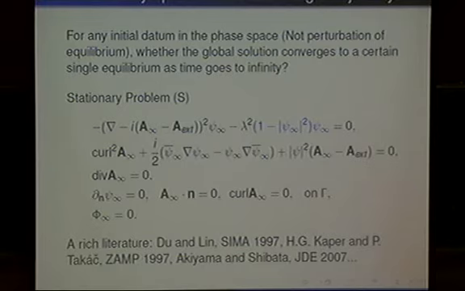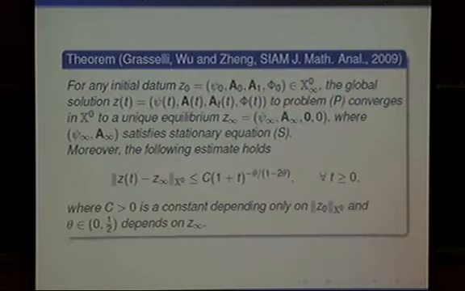The equilibrium of the system satisfies the following stationary problem, namely the time-independent Ginzburg-Landau equation. Due to this kind of nonlinearity, we know that the functional of the time-independent Ginzburg-Landau equation is non-convex. So basically, we do not have uniqueness of the equilibrium state. And there's a huge literature on this kind of time-independent problem, and I will not say too much about this.